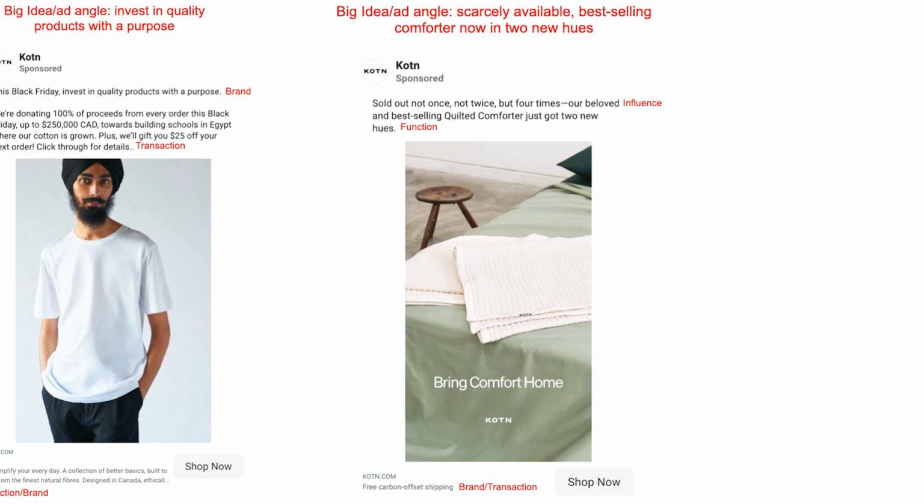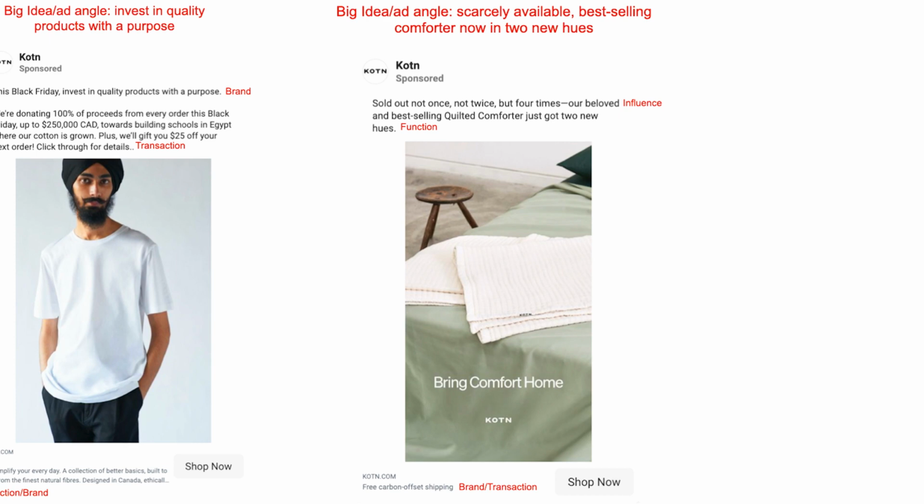With the ad on the right, if you remember, the angle and the big idea was that it's a scarcely available best-selling comforter now in 2 new hues. I like this creative a lot more for this ad angle. To me, when I'm thinking about lifestyle products, I always ask myself, is it Pinterest worthy? Is it Instagram worthy? It certainly looks like a modern room.